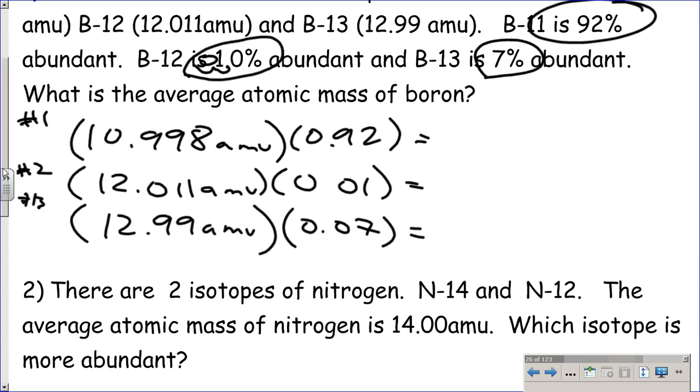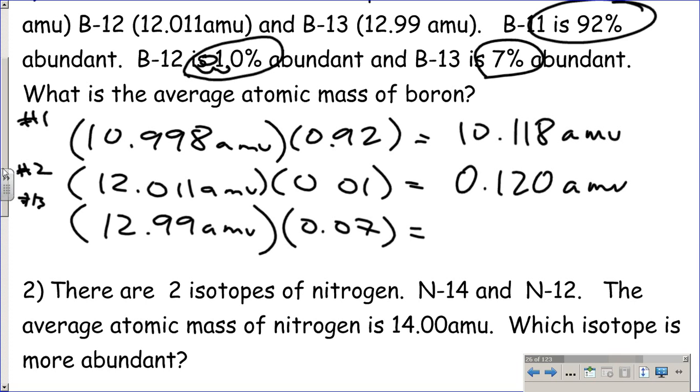So in your calculator, you would calculate this one to be 10.118 AMU. This one would be 0.120 AMU. And this would be 0.909 AMU. I went to 3 decimals on these two, and then this one went to almost 3. I don't want to round too soon, because I do not want to have problems with my sig figs later. But anyway, once you get here, just add them up.